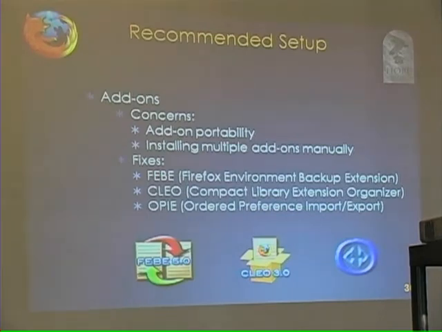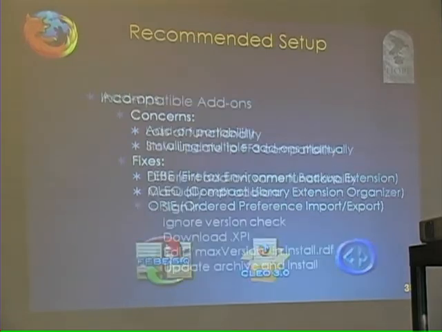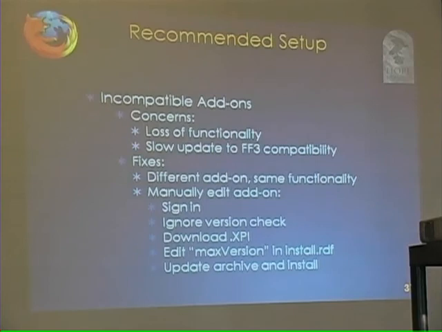First one's called Phoebe, or Firefox Environment Backup Extension. This basically just backs up your extensions. Clio will actually take all your XPI files. XPI is just a compressed extension. It'll take all of your XPI files and put them into one XPI, so you could have 20 and just install, and it'll install all of them at once. And that's kind of cool. And then you can also save and import and export your preferences. So all these tools are pretty cool in terms of managing your extensions. So, extensions to manage your extensions.